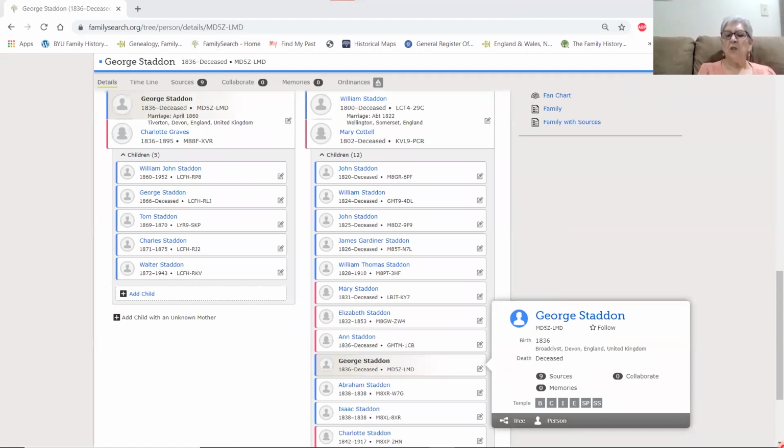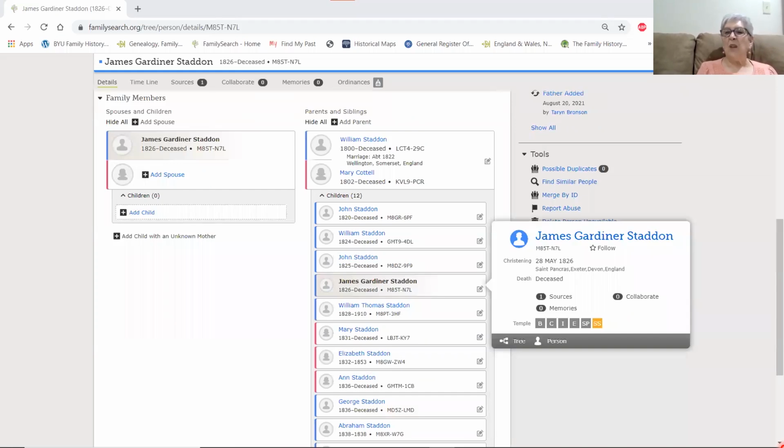And George was born in, it says 1836, in Broadcliffe, Devon. And that's the same place as Charlotte. And the time is not terrible. It looks like he very well could have been. So he looked good. And like I say, I would look a little bit more carefully. I'd probably go and look at the sources and different things like that.